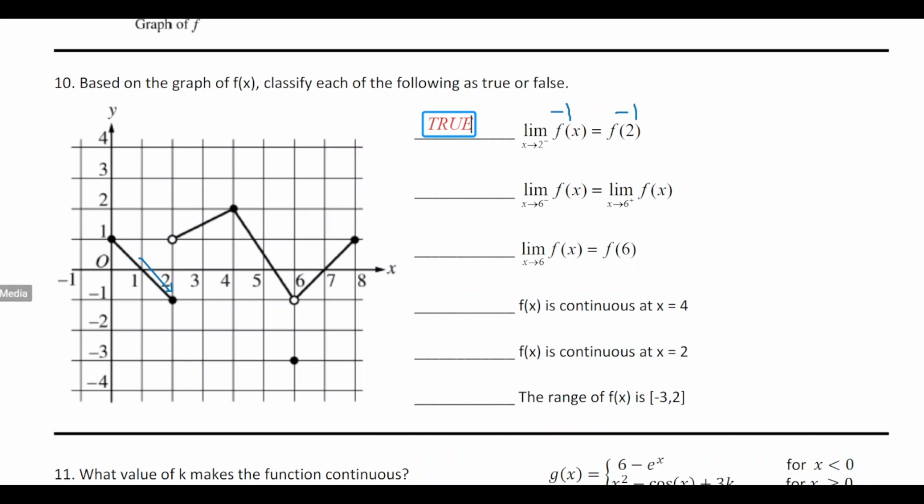Okay, the limit as x approaches 6 from the left is -1. So we're pointing towards -1. And the limit as x approaches 6 from the right is -1 as well. So yeah, this one will be true. Another true statement here.